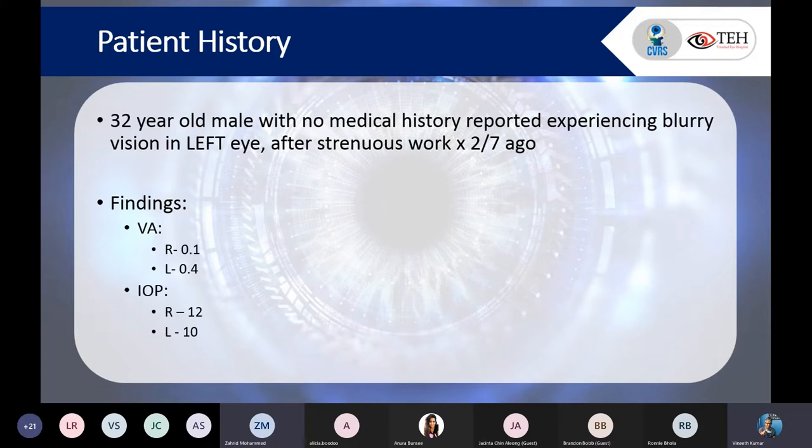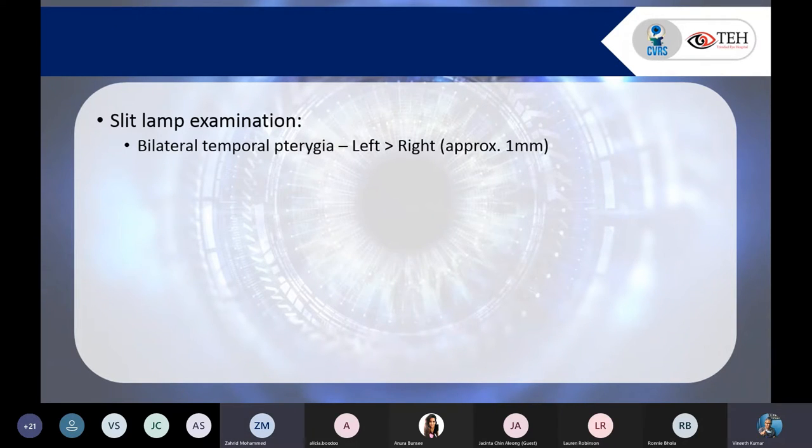So his findings, his visual acuity on his right eye was 0.1 logMAR pinhole, his left eye was 0.4. His intraocular pressure on his right eye was 12 and on his left eye was 10. On slit lamp examination, we noted he had bilateral temporal pterygia, with his left eye being a little wider than his right, approximately by 1 millimeter.